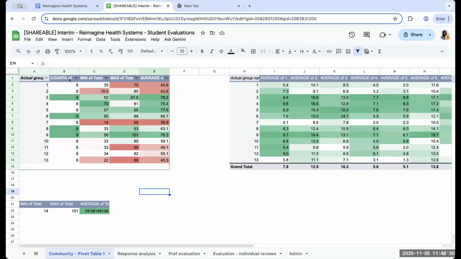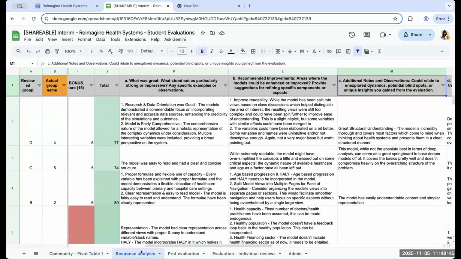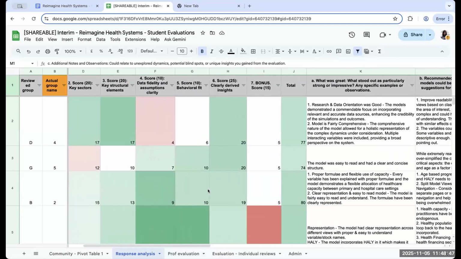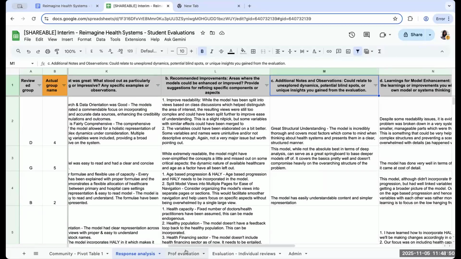Actually, it should be more than that. Count of review group. Oh, no, it would be a sum product actually for each group, 108 into 13. So there's just abundant feedback over here.